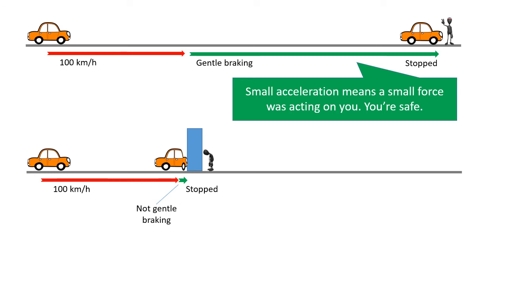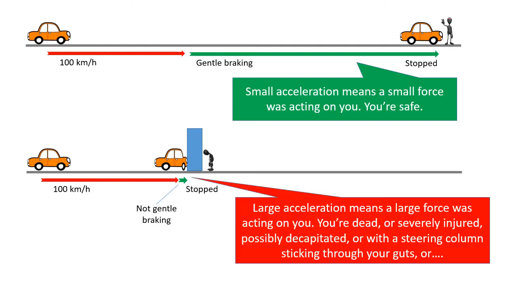Our second car changed from 100 kilometers an hour to 0 in a very short time. It had a very large acceleration, which meant the force that was slowing it down must also have been very large, and the force that was slowing down the occupants was very large. If something pushes gently on you, you might not like it, but you won't be harmed. If a very large force acts on you, that can do serious damage. And that's why the occupants of a car that crashes into a wall at high speed are more likely to be injured than one that brakes gently.